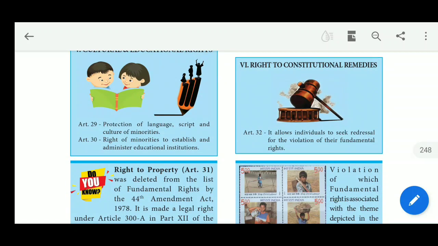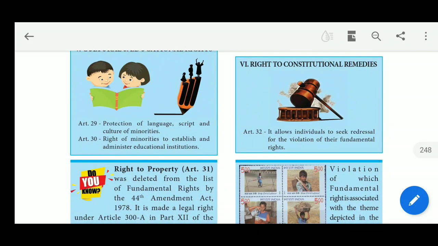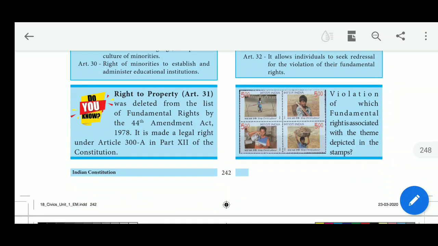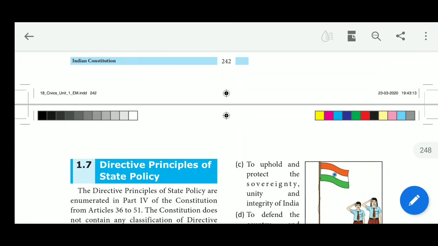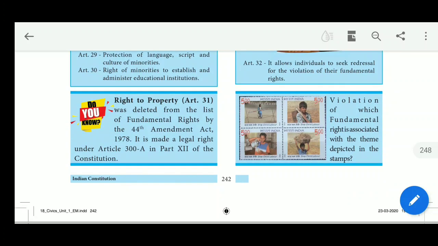Article 32. A writ is an order or command issued by a court in writing under its seal. It is in the nature of a command or prohibition for performing certain acts that are specified. Both the Supreme Court and the High Courts are empowered to issue 5 kinds of writs: habeas corpus, mandamus, prohibition, certiorari, and quo warranto. This is why the Supreme Court is called the guardian of the Constitution. According to Dr. Ambedkar, Article 32 is the heart and soul of the Constitution.